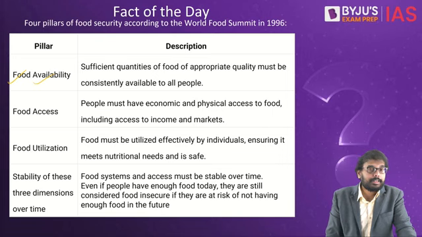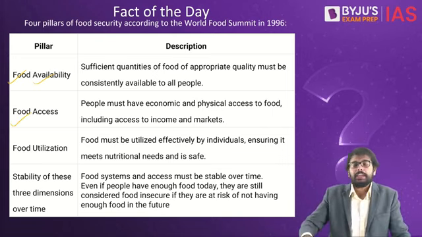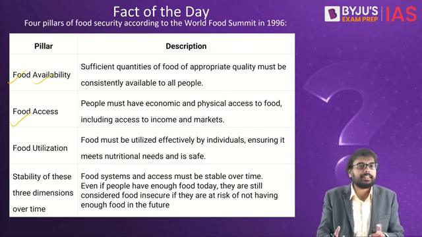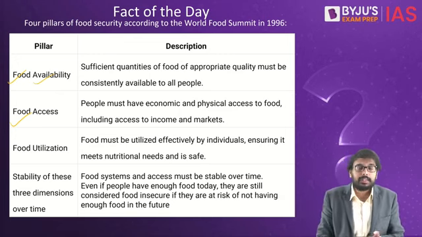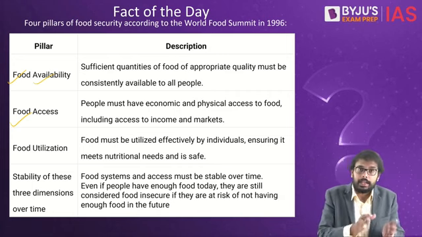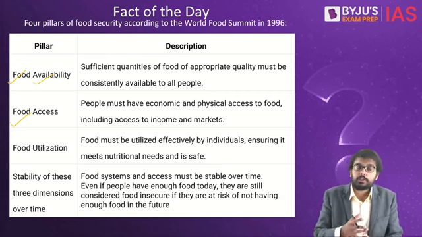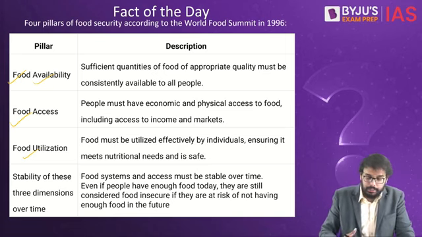And the second aspect is food access. That is, people should have access to it. If there is food grain and people are not able to access it, because of poverty or because of some war, that is a problem. So again, under food security, food should be available, and this food has to be accessible to the people. And the last one is food has to be utilized.